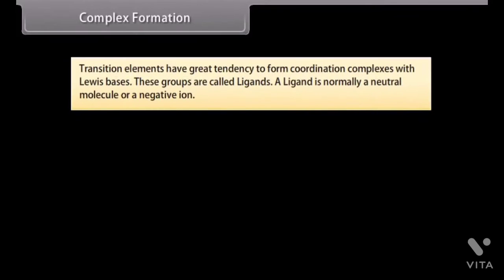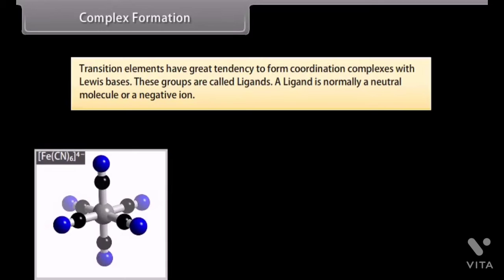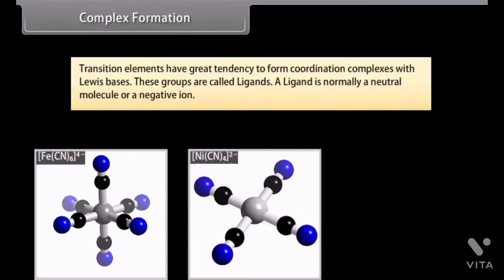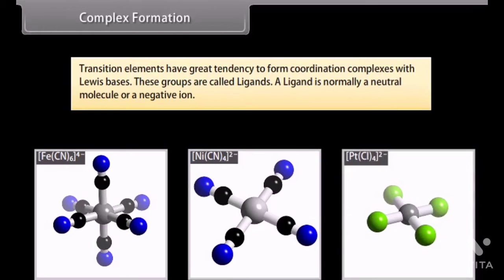Complex formation. Transition elements have great tendency to form coordination complexes with Lewis bases. These groups are called ligands. A ligand is normally a neutral molecule or a negative ion. For example, [Fe(CN)6]4-, [Ni(CN)4]2-, and [PtCl4]2-.